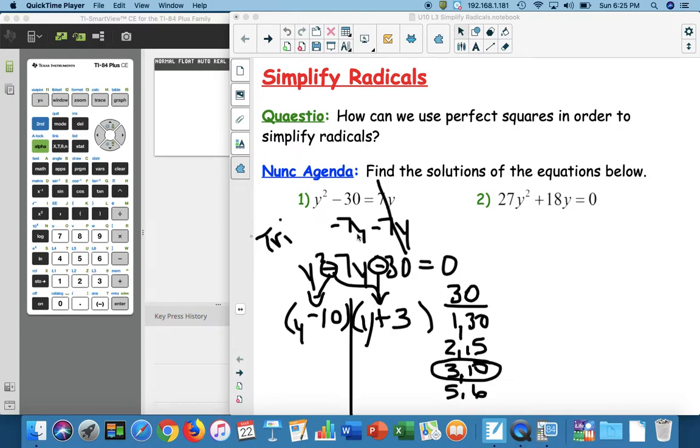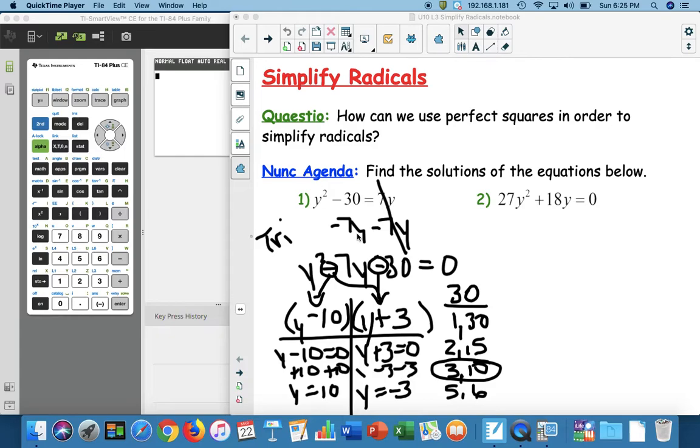From here, tea time, set each side equal to 0, and solve. So on the left side, you should be getting y is equal to 10, and on the right side, you should be getting y is equal to negative 3. Alright, and those are your 2 answers for question number 1. Now let's look on to question number 2 over here.